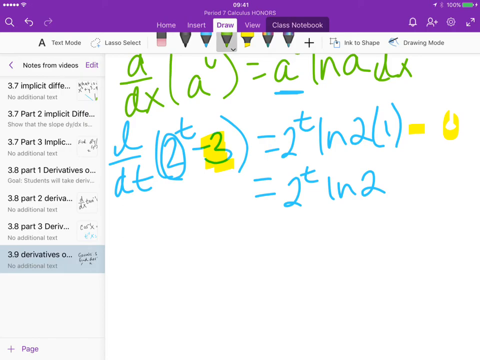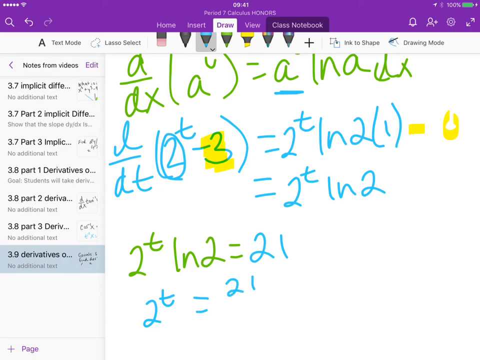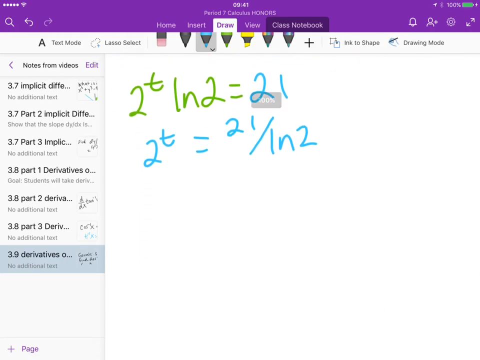So we are going to set our derivative equal to 21. Because that's what we want to know. And then we should solve for t. So we know in this case that 2^t is equal to 21 over the natural log of 2 just by our division property. And then we need to get t by itself. Well, this is just what we've done through pre-calculus and solving for t. It doesn't go anywhere, guys.